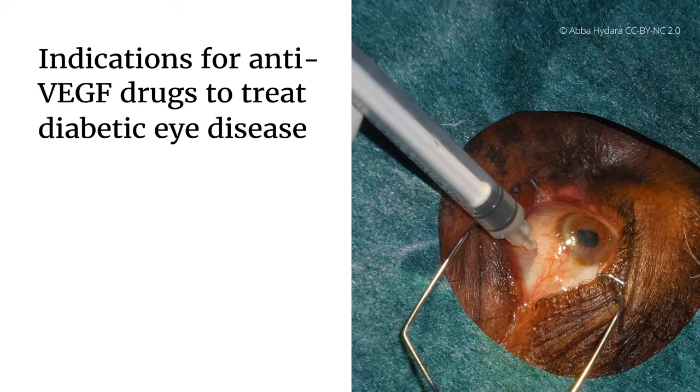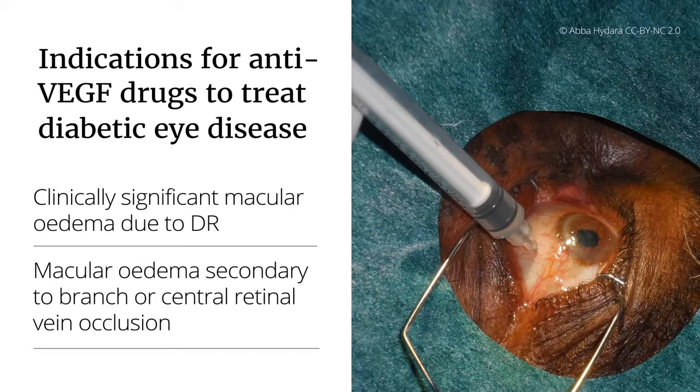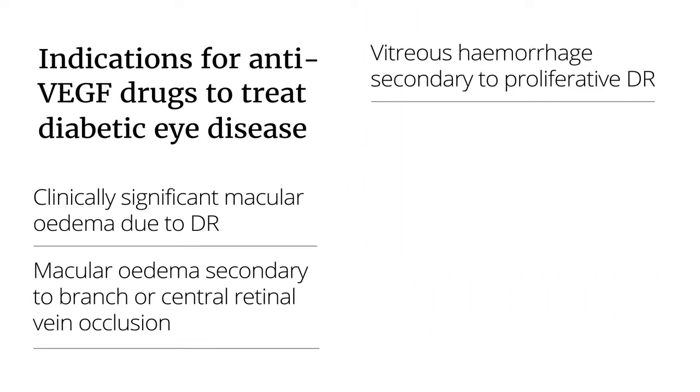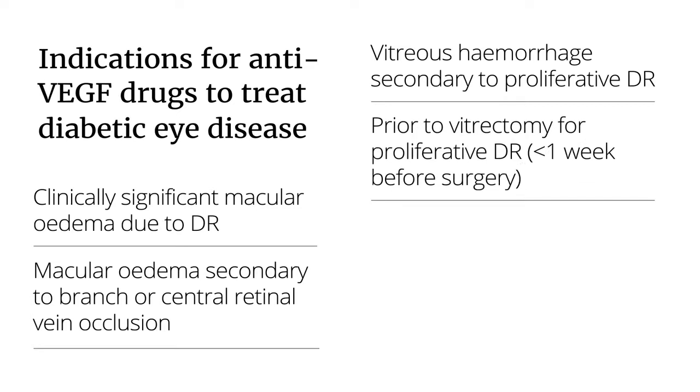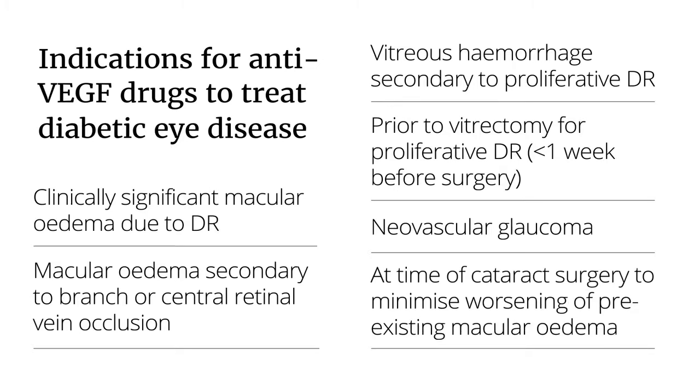Indications for anti-VEGF drugs to treat diabetic eye disease. Clinically significant macular edema due to diabetic retinopathy. Macular edema secondary to branch or central retinal vein occlusion. Vitreous hemorrhage secondary to proliferative diabetic retinopathy. Prior to vitrectomy for proliferative diabetic retinopathy, not more than a week before surgery. Anti-VEGF reduces the risk of intraoperative hemorrhage and retinal tears, and reduces usage of silicone oil. Neovascular glaucoma. Use of anti-VEGF at the time of cataract surgery may minimize the worsening of pre-existing macular edema.